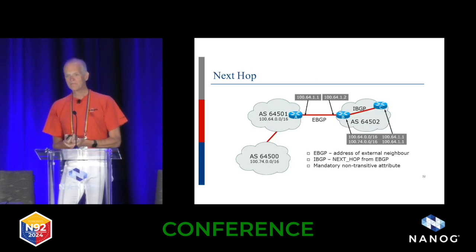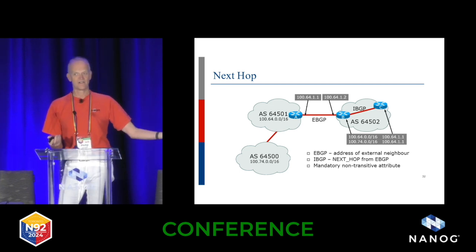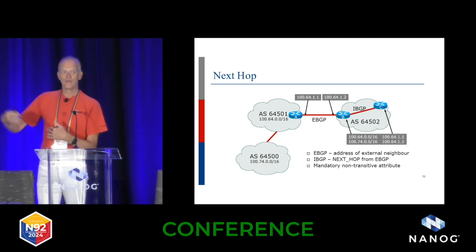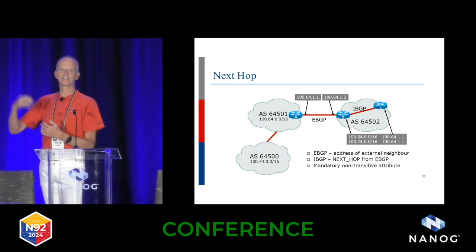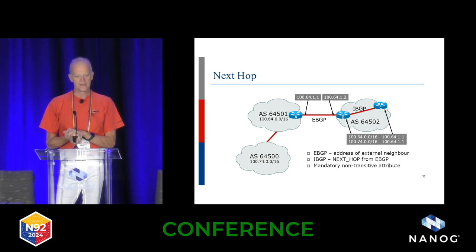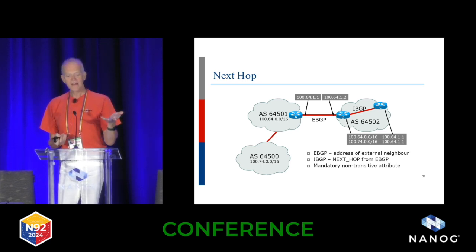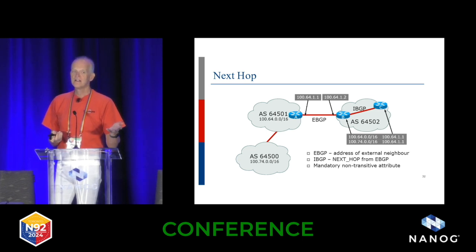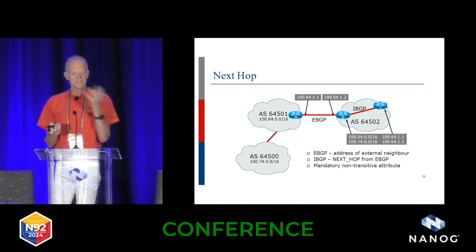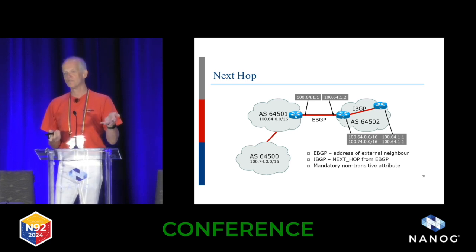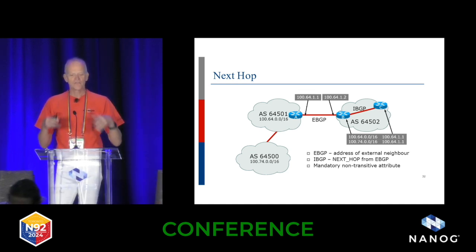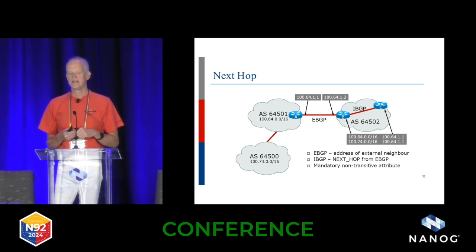The next hop is, as the name suggests, the IP address of the next device along the path. So in other words, it's where you have learned the prefix from, right? The address of the router in the next autonomous system where you've learned the prefix from. So in this picture, router B there has learned the prefix from router A. Router A has the address 164.1.1, so that's the next hop. It doesn't care what the link between AS64500 and 64501 is. Yes, there's a next hop value there, but it's not relevant to router B.